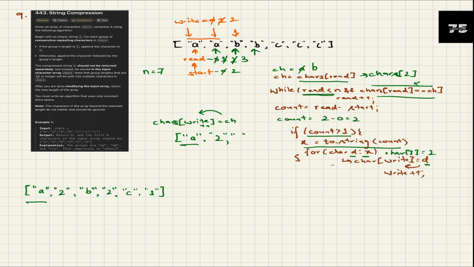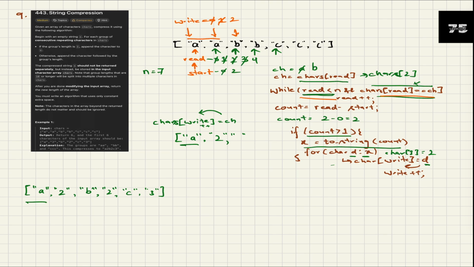The character at read is equal to b, like is equal to ch, what was assigned. Yes, so I'm going to do b plus plus. Now my read is pointing here. Now my read is still less than n. My character at read is not equal to ch, so we come out of the loop.